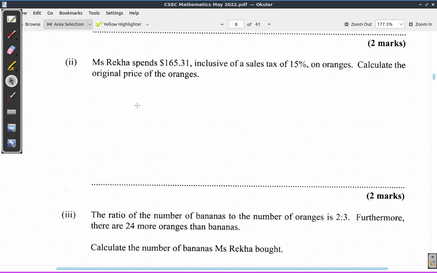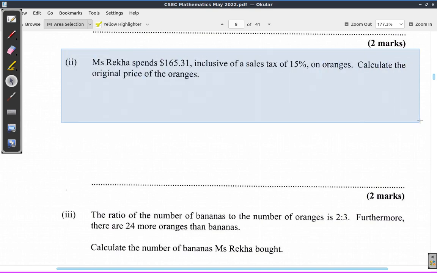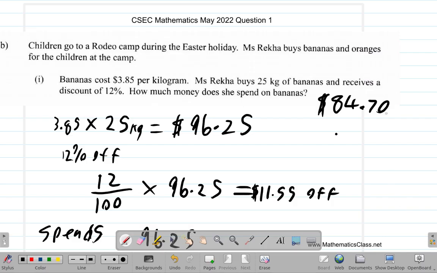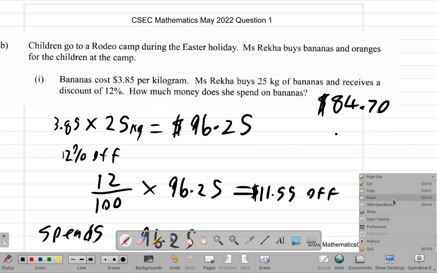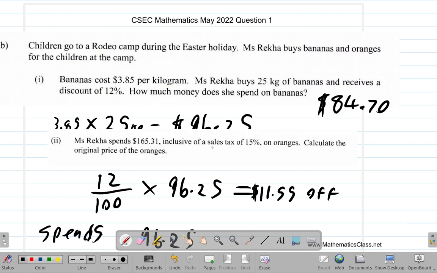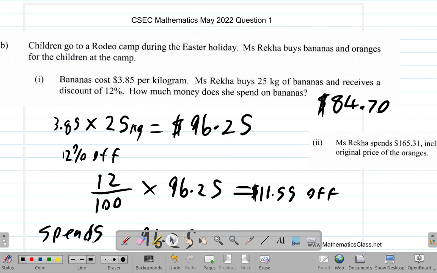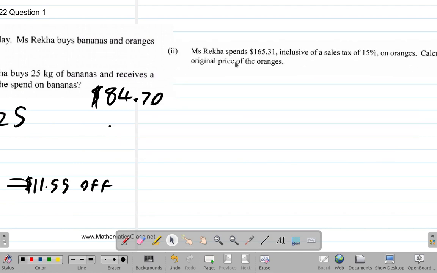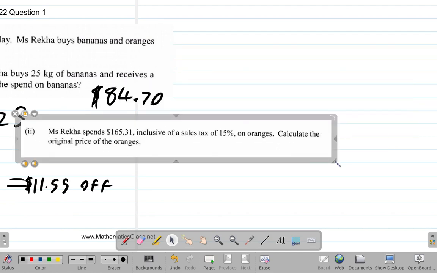I want you to pause the video and work that out. Alright, you paused and you worked it out. Let me just copy this thing and put it over here, to one side, and magnify it a bit.